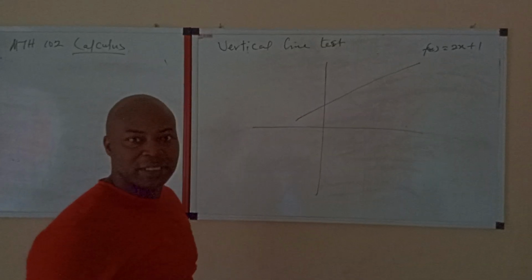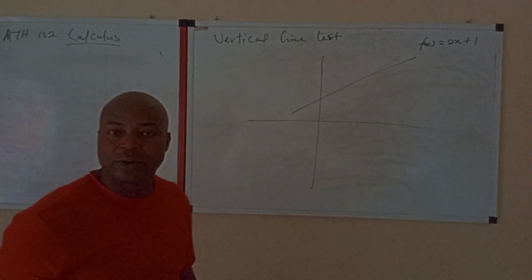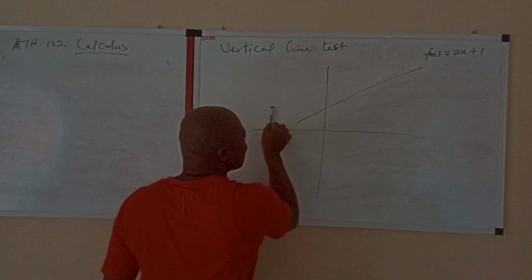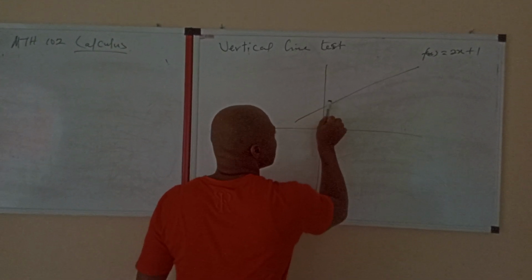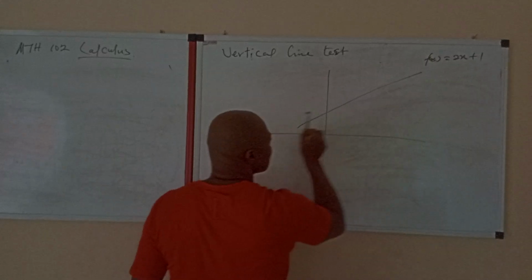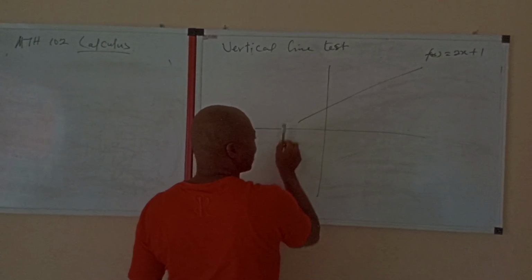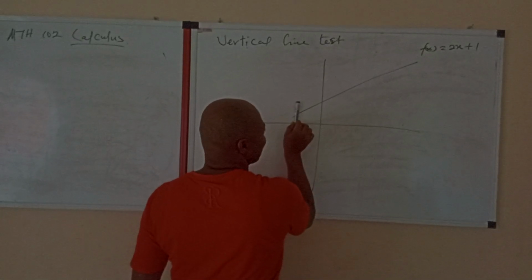That vertical line test means when you see a graph like this, you take one straight line and put it on the graph, then allow it to move in this direction. Now look at this. Let's assume this is a long stick. I have put it on the graph.